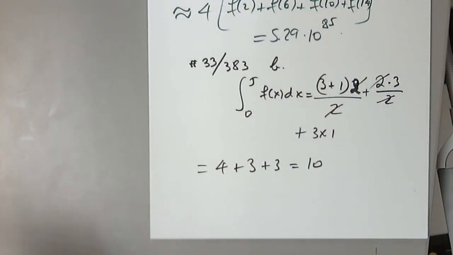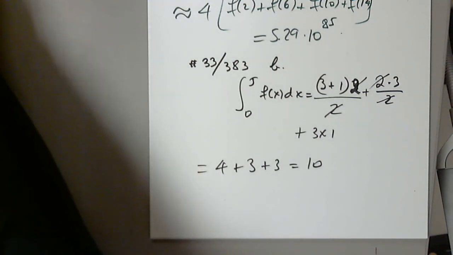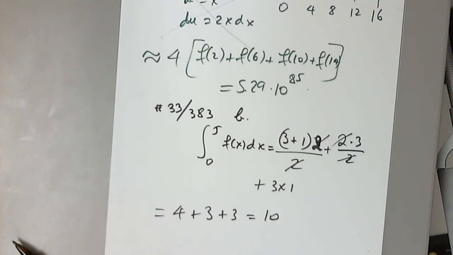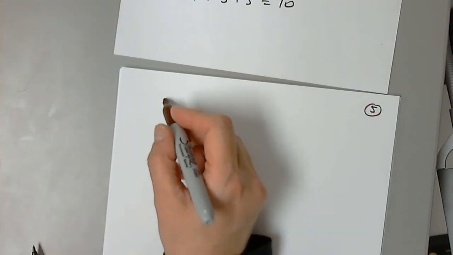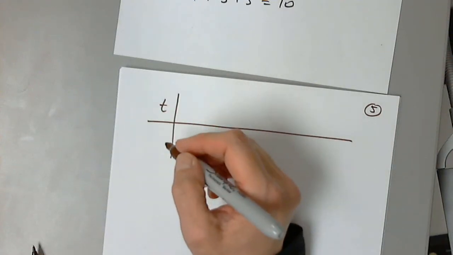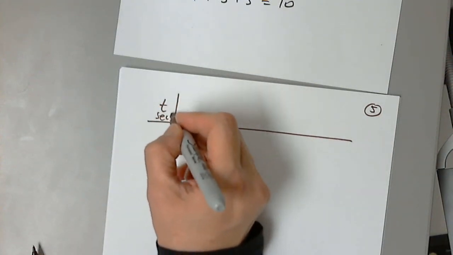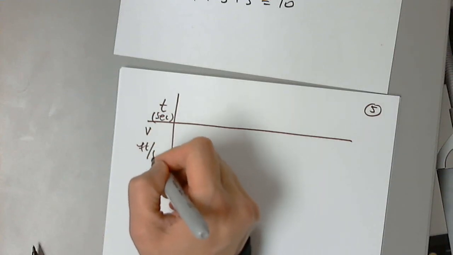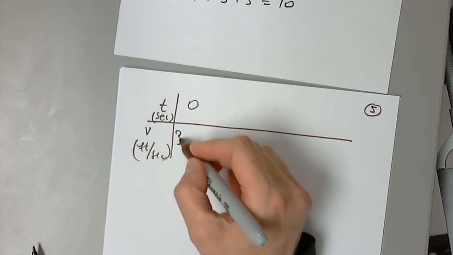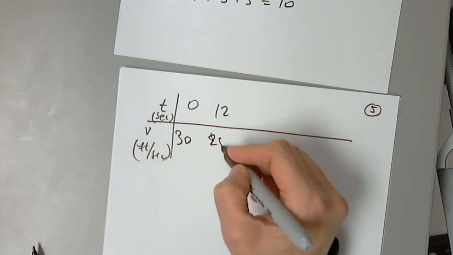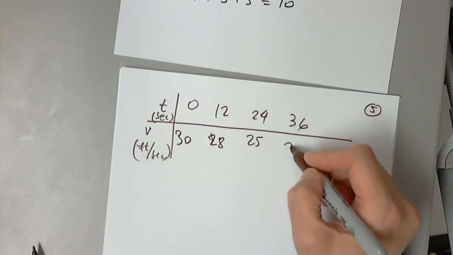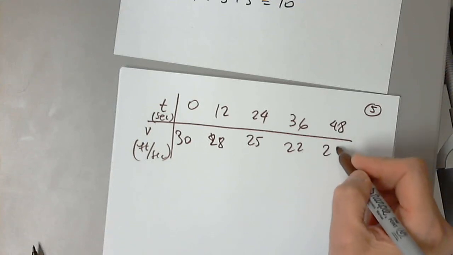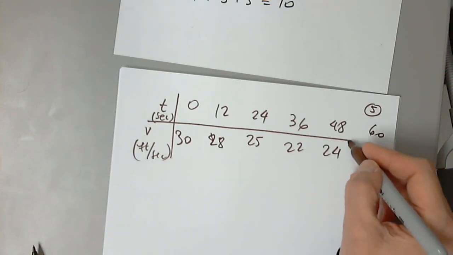Let's copy the table first for everyone to see what we're doing. So here's the table. Time and velocity. So t in seconds, and of course v in feet per second. So this is 0 and 30, and 12 and 28, and 24 and 25, 36 and 22, 48, 24, and 60, and 27.